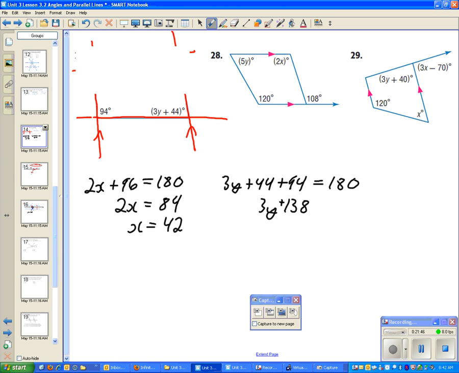138 equals 180. So now what do I do? And 150 minus 138 equals, and 42 divided by 3 equals, and there we go.